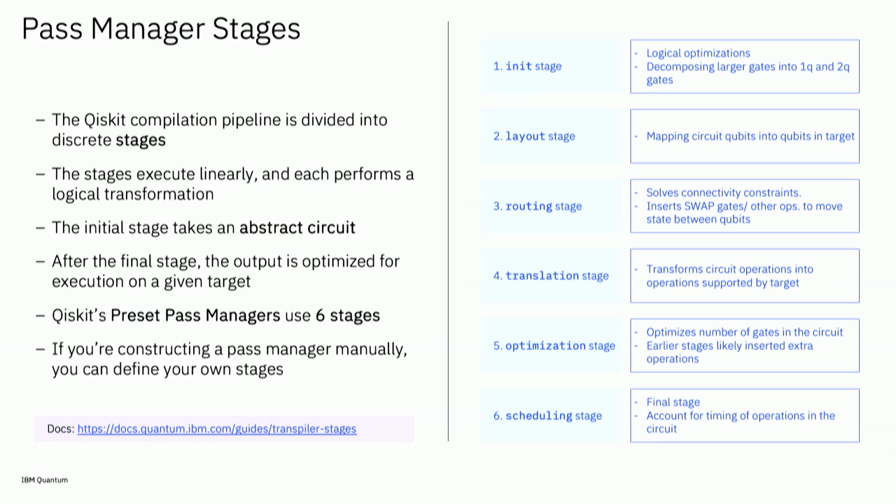Then we have the translation stage, which translates all of the operations in the circuit to something that's supported by the device. The optimization stage then takes all of that work we just did and tries to optimize it as much as possible. And then the scheduling stage is the last stage that tries to account for the timing of the circuit so that you have an understanding of how long each of the operations will take when you execute the circuit on hardware.